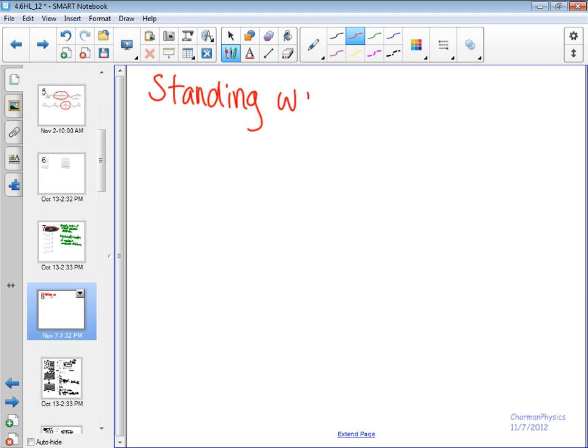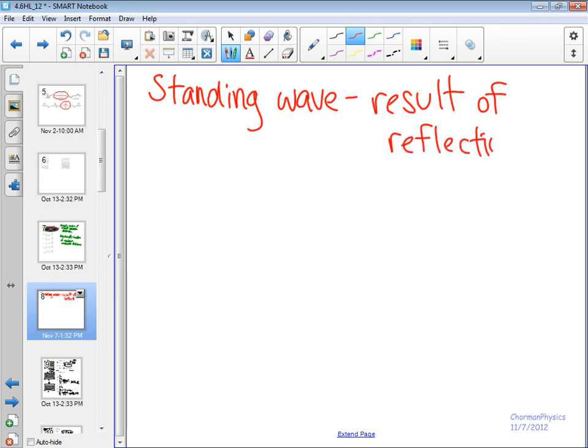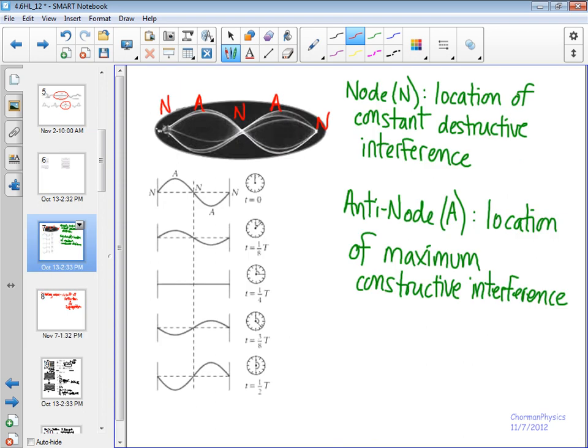So a standing wave, again, we'll make a note of this, is a result of two things that happen here: reflection and superposition. These are the two phenomena that a standing wave results from. And when we end up with this, you see this is something familiar from what we saw in class. Now there are different characteristics of this type of wave.